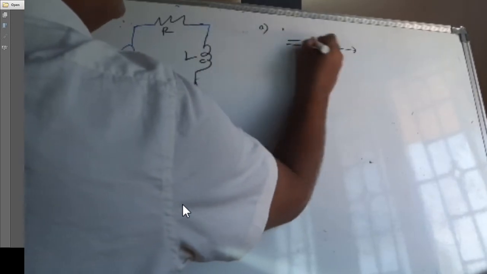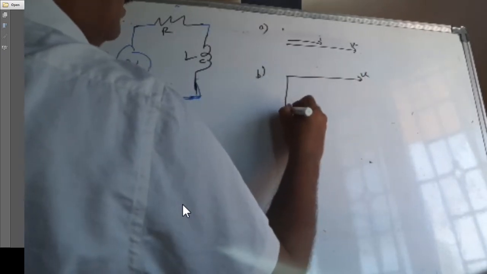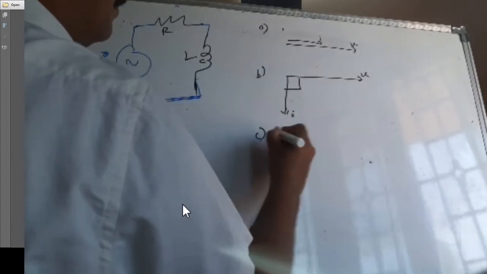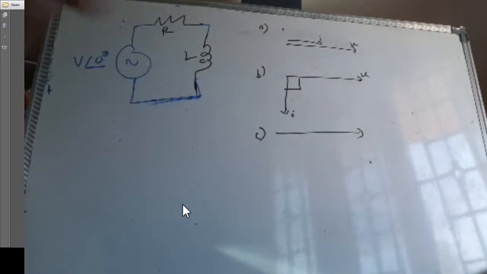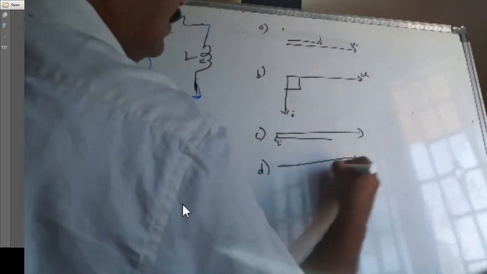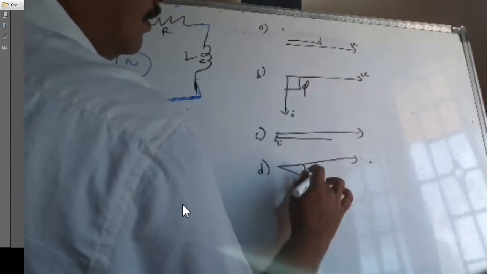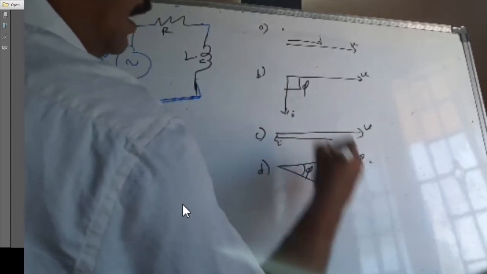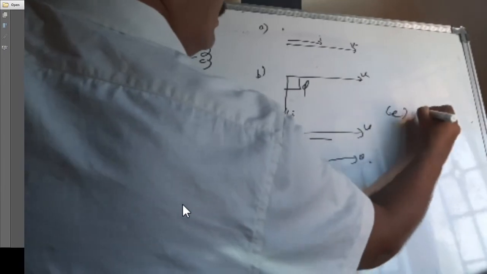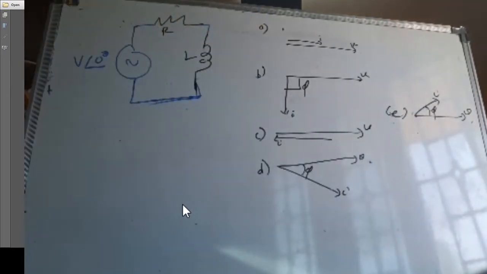This is V in case 1, and this is I. Case 2, option B, this is V and this is I. Option C, and option D, this is V and this is I. Option E, this is V and this is I. What would be the answer? Okay, I want you to write the answer in the live chat: A, B, C, D, or E.